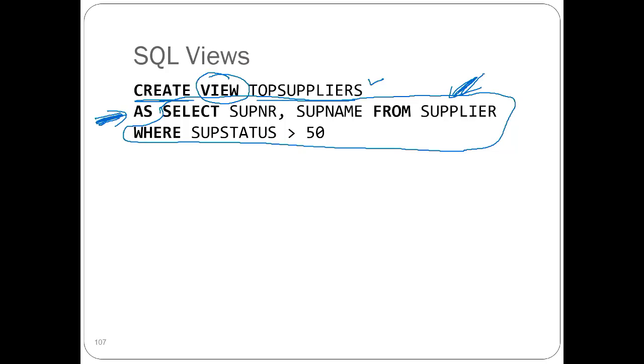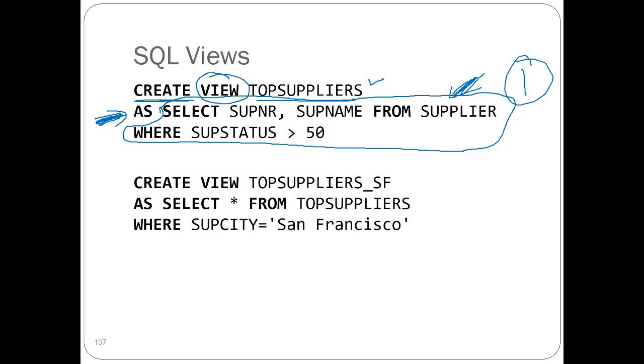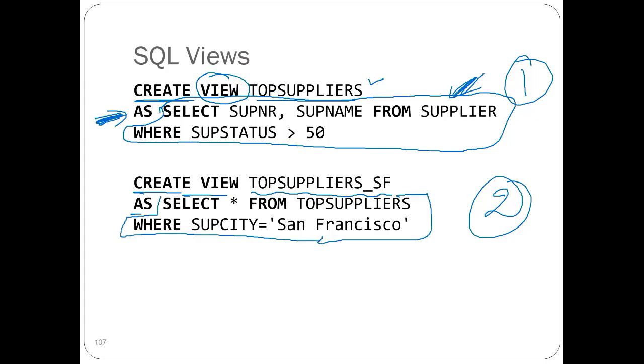Good. Now, let us look at one more view, the second one. How is it defined? Here we are creating another view, create view, with a different name, top suppliers SF, where SF is for San Francisco. How is this view defined? As select star from top suppliers. What is top suppliers? Top suppliers is the view that you created in the first query. So, select star from top suppliers where supplier city is San Francisco.